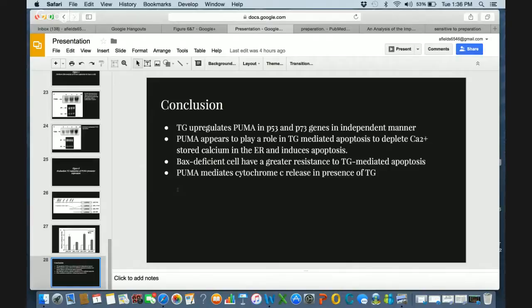So in conclusion we can say that TG upregulates PUMA in a P53 and P73 independent manner, and PUMA appears to play a role in TG mediated apoptosis to store calcium in the ER and induce apoptosis. The BAX deficient cells have a greater resistance to TG mediated apoptosis, and PUMA also mediates cytochrome C release in the presence of TG. And this will conclude our presentation.